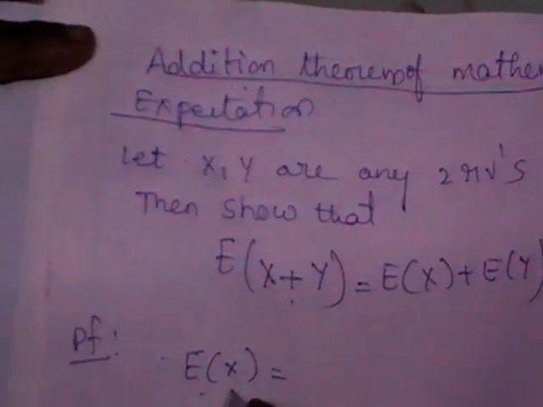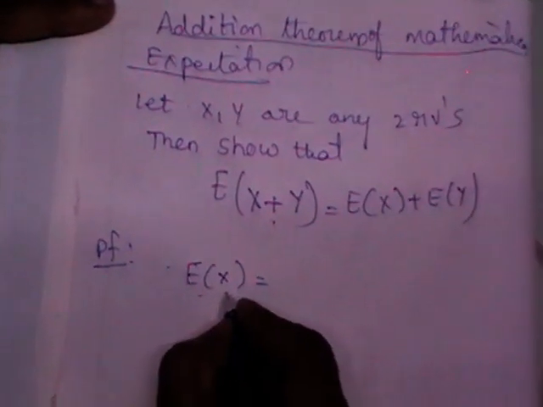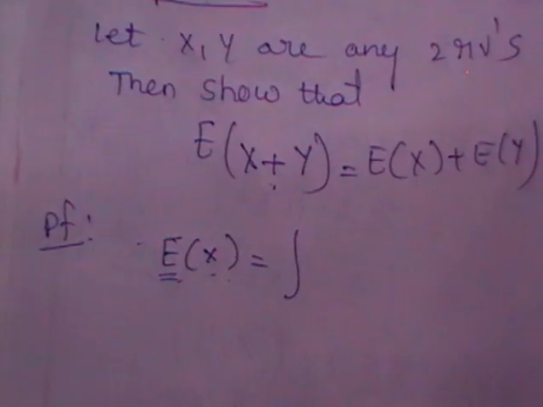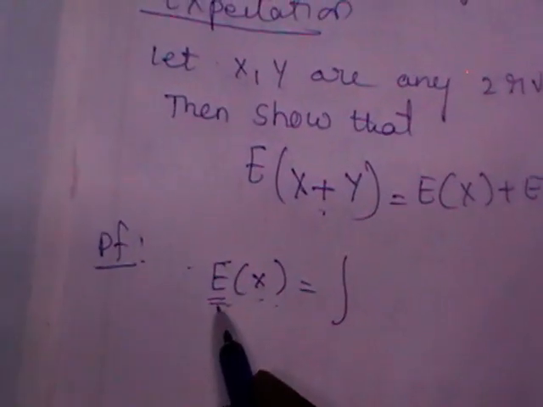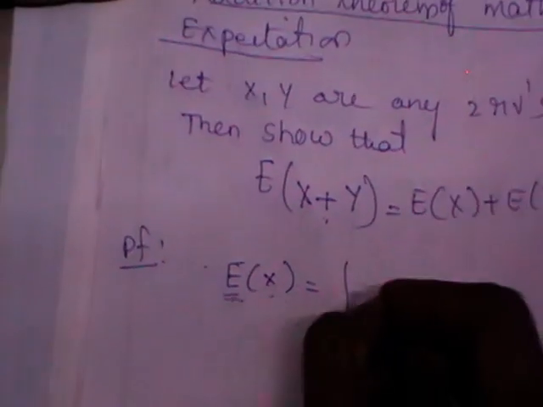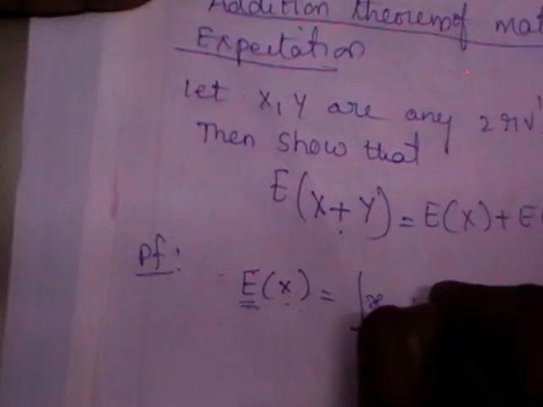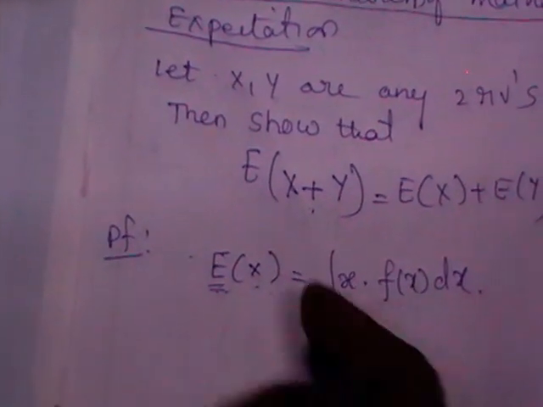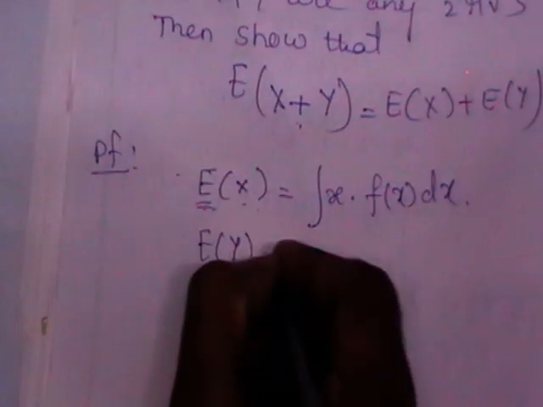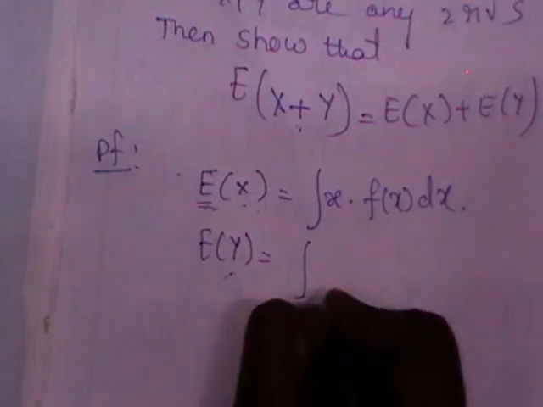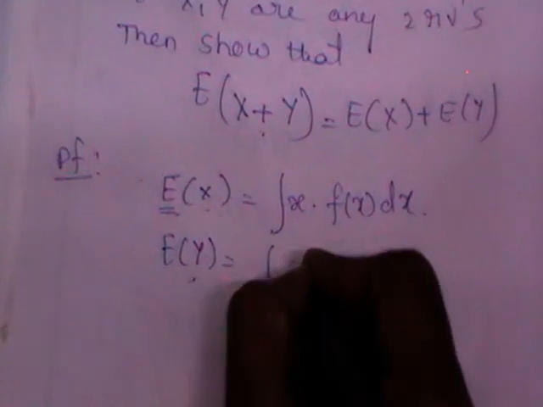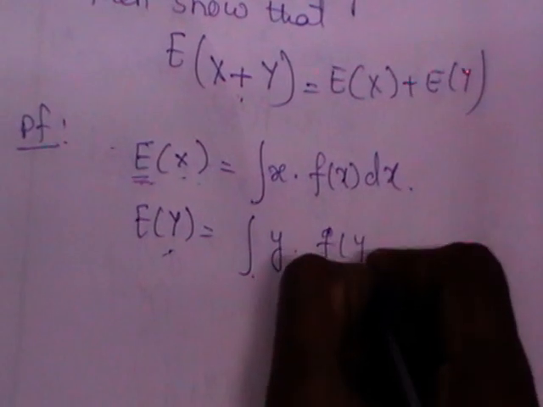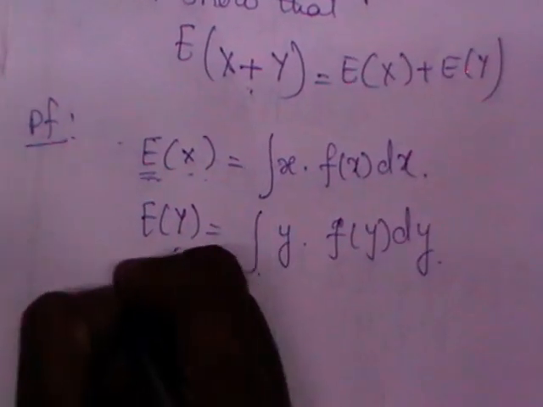So expectation of x, how many variables are there? One variable. So to resolve this expectation, if it is a continuous one, as we have one variable, you will start with an integral. Within the brackets we have x into the corresponding PDF. Similarly, if y is another variable, how do you write? Again we have one variable, only one integral. Within the brackets we have y into f of y dy.